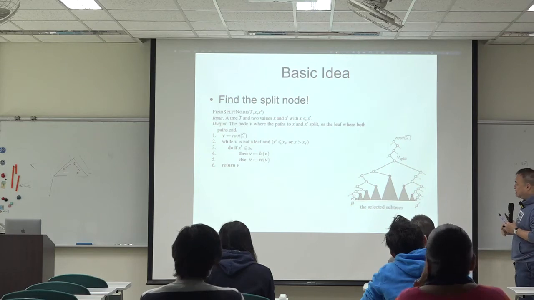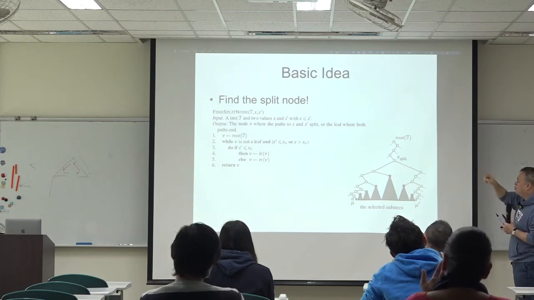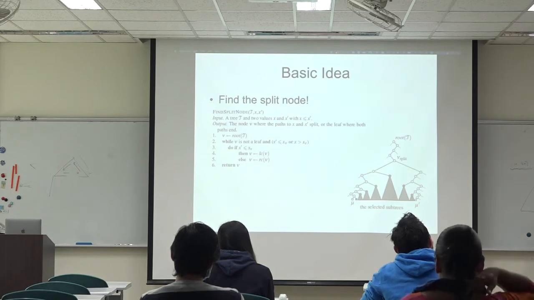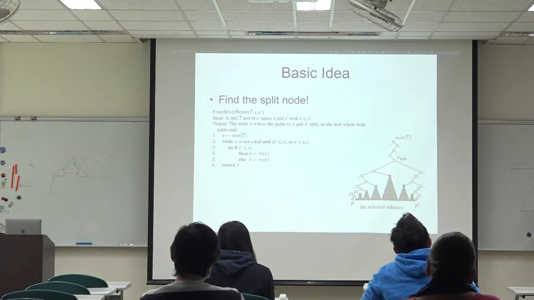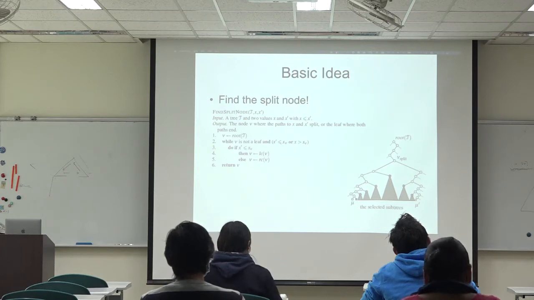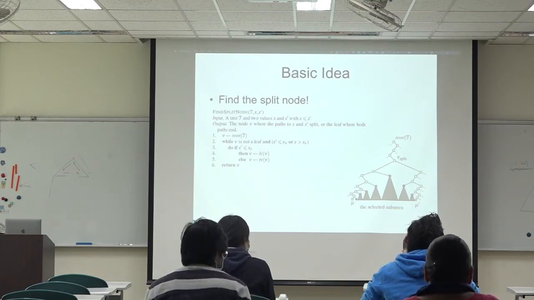When we go down, of course we need to decide which way to go. For example, if the stored value is larger than the upper bound, then we need to go down to the left subtree. If the stored value is smaller than the lower bound of the search range, then we go to the right subtree.